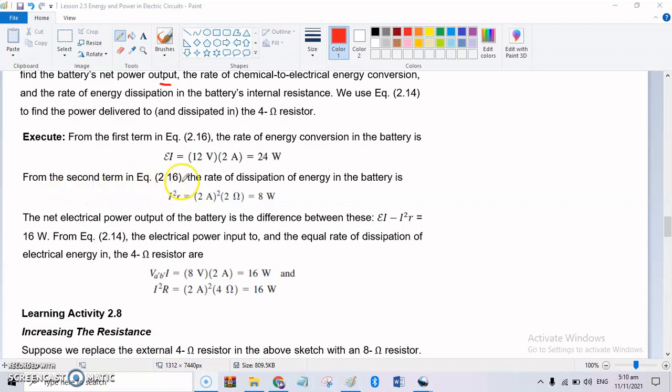From the second term in equation 2.16, the rate of dissipation of energy in the battery is I squared times R. I is 2 ampere, that is squared. 2 squared is 4, and the internal resistance R is 2. So, 4 times 2 is 8 watts, and the net electrical power output of the battery is the difference. 24 minus 8, it's output. So, 24 minus 8 is equal to 16 watts. And the electrical power output, or the power input, is equal to the rate of dissipation of electrical energy in the 4 ohm resistor. And that's 16 watts.